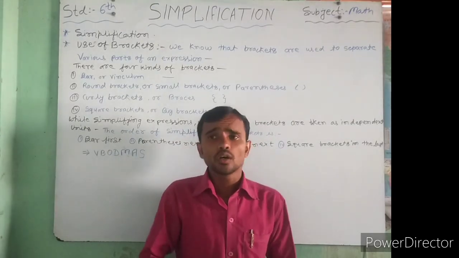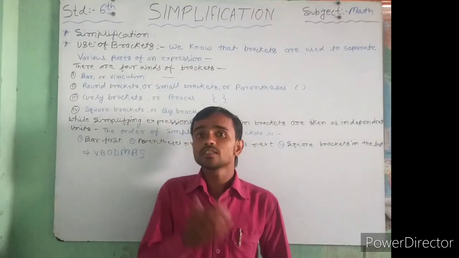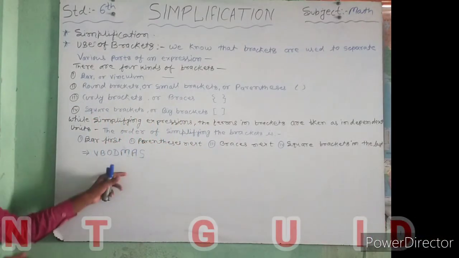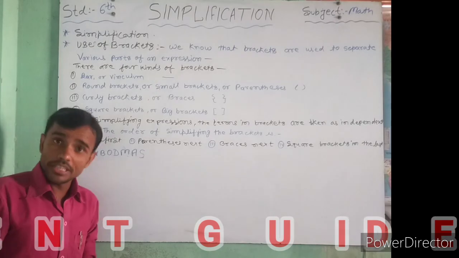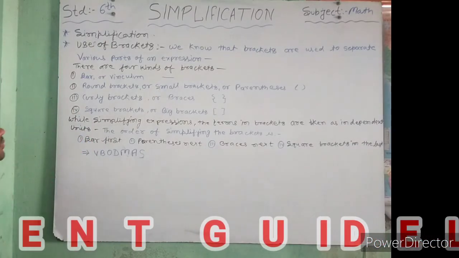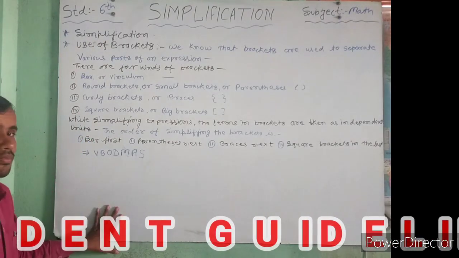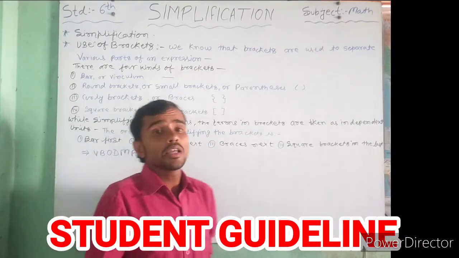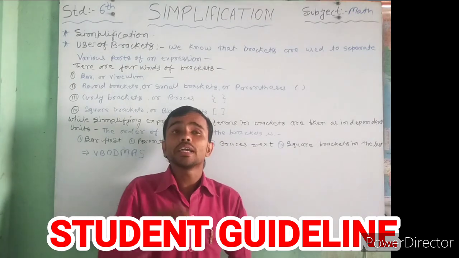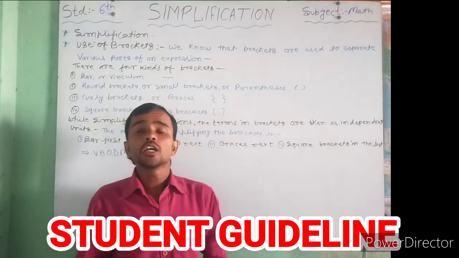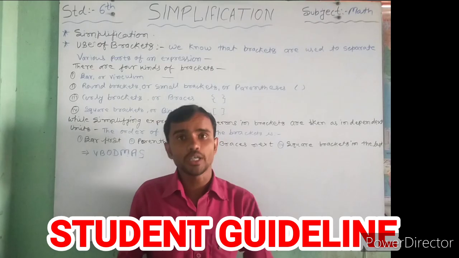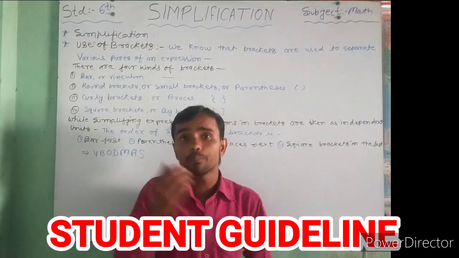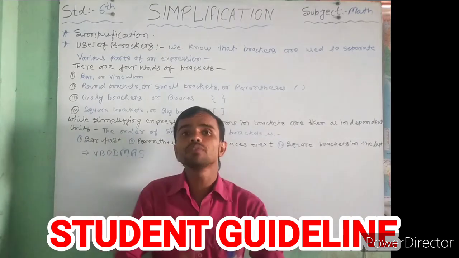Okay, my dear students, when we start the class, the first thing you write down in your copy is the topics that come in this chapter. So that's simplification. When we solve this type of question, addition, subtraction, multiplication and division come in, and brackets also come in simplification.